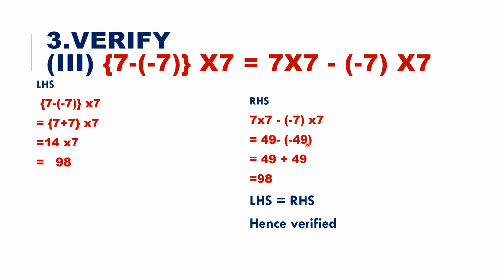7 sevens are 49. And then this minus and this minus come together and become plus. So 49 plus 49 will be 98. So left hand side is equal to right hand side. Hence this is verified.